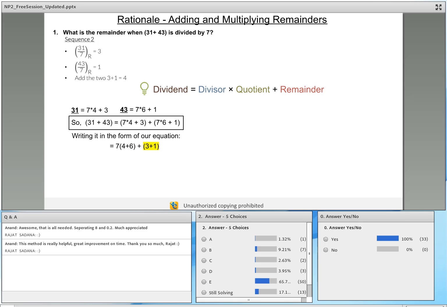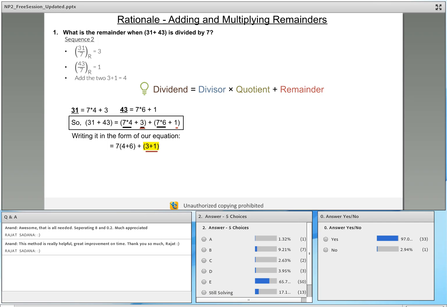All right. So remember, we have to divide this by 7. So we write this form in the equation: 7 times 4 plus 6. How did we get 4 plus 6? We combined this term and we combined this term. So we took 7 common, so it gave us 4 plus 6, and then we got 3 plus 1 by combining this term as well as this term. That's how we got this.